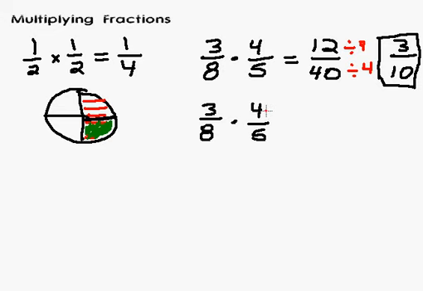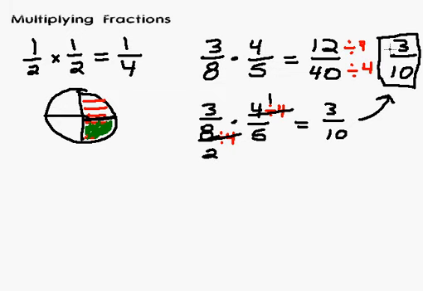I'm going to write this out the first time, although in the future I probably won't write this out in the next example. So if I divide by 4, divide by 4, then what happens is this becomes 1, 4 divided by 4, and 8 divided by 4 becomes 2. Now I multiply straight across. 3 times 1 is 3, and 2 times 5 is 10. And notice I got the same answer, 3/10. I just didn't have to reduce.